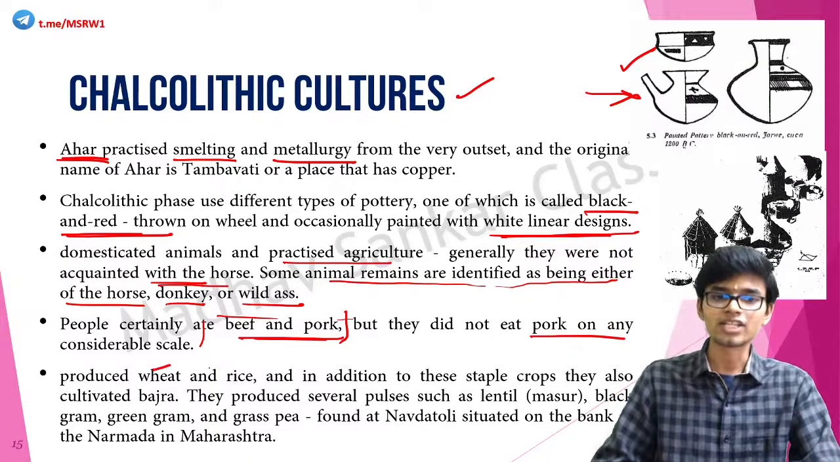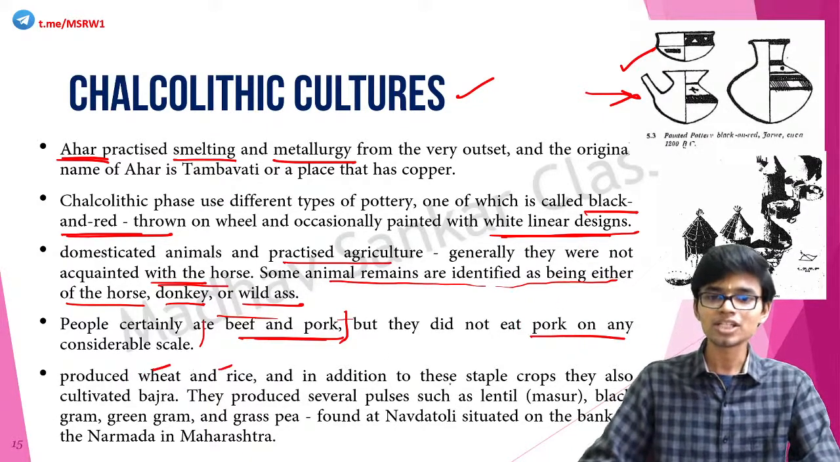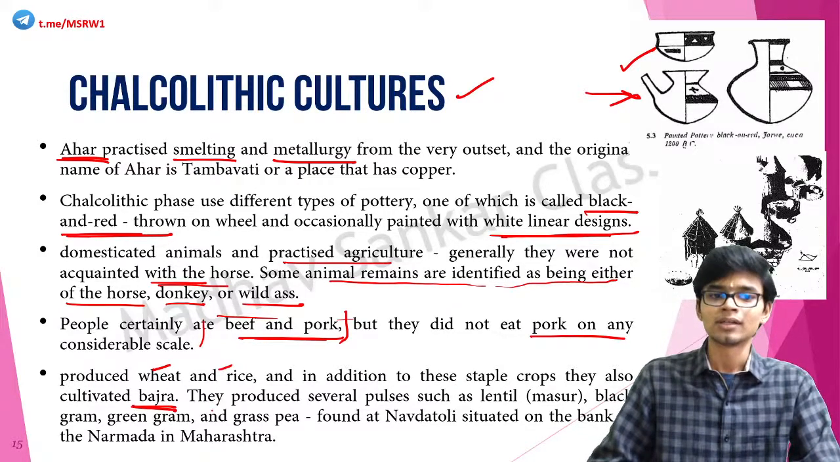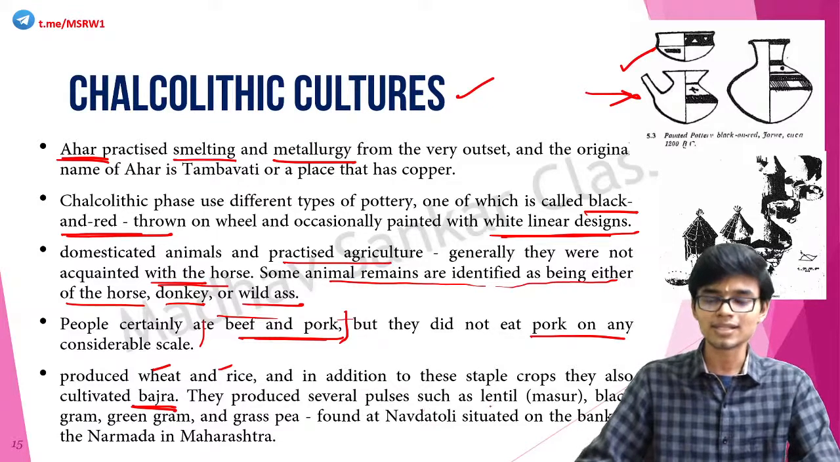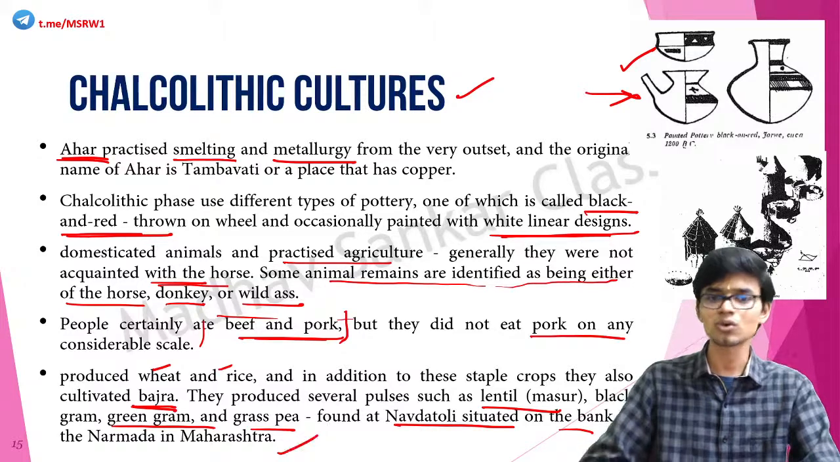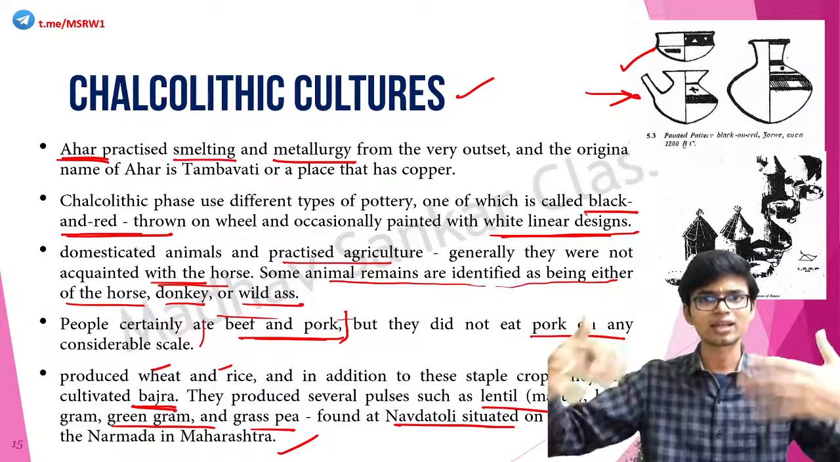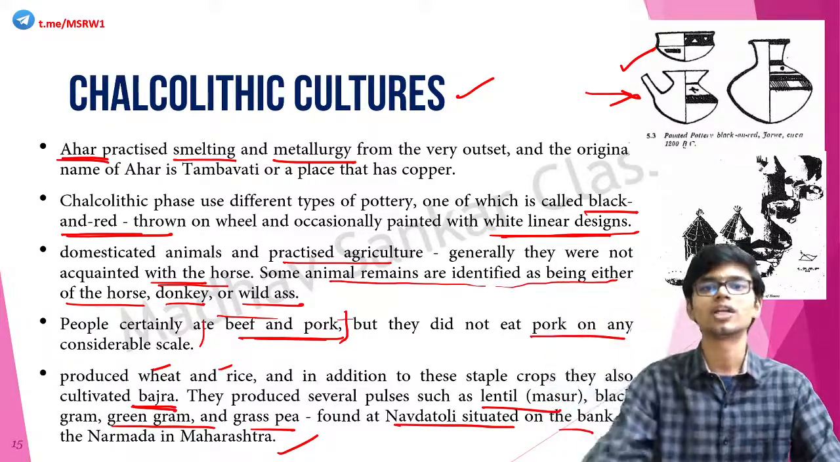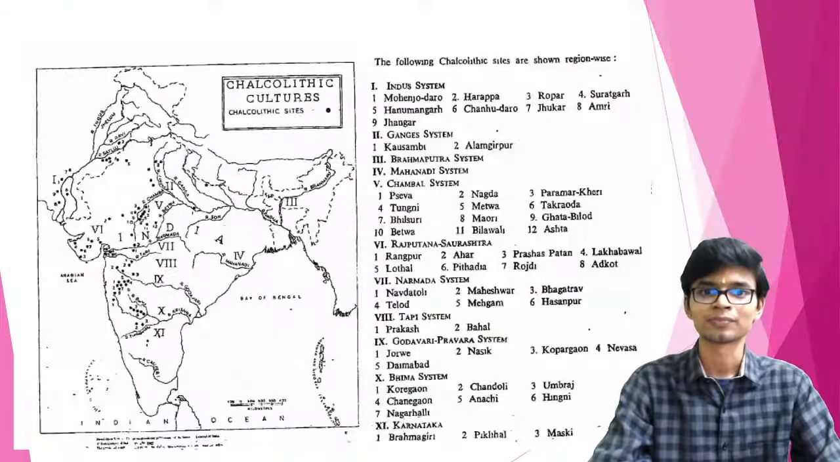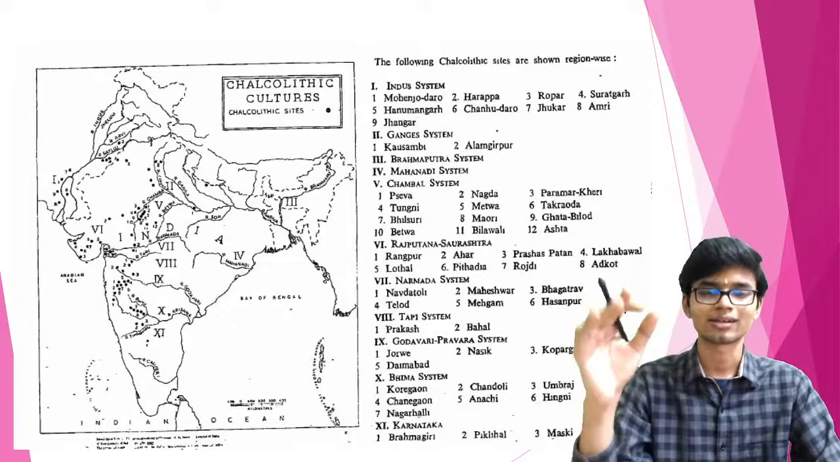They produced wheat and rice, and in addition to these staple crops, they also cultivated bajra. They produced several pulses such as lentil, black gram, green gram, and grass pea. Okay, all these can be found at Navdatoli, situated on the banks of the Narmada River in Maharashtra. So cultivation, the art of agriculture, started to take a huge leap. I won't call it a revolution, but still a huge evolution can be seen in all these things.